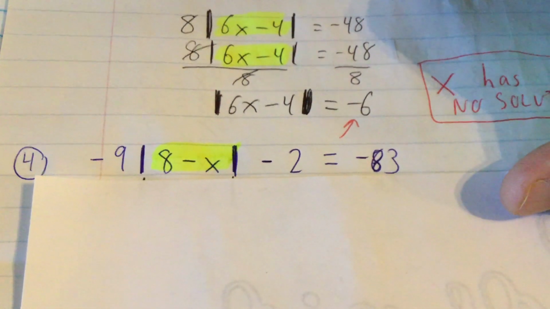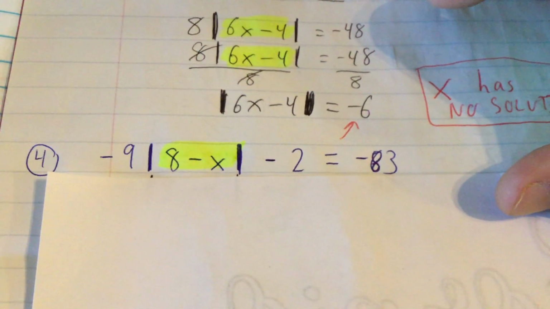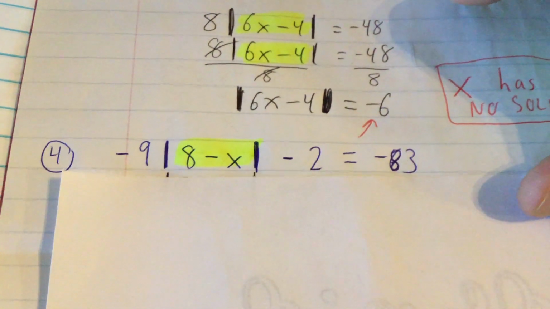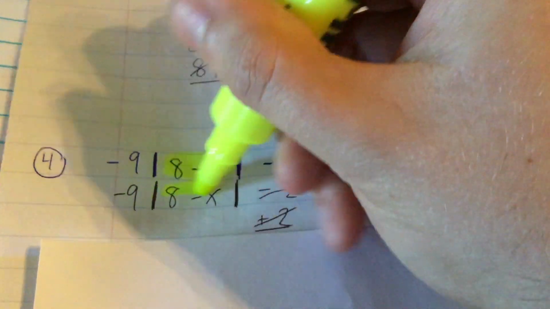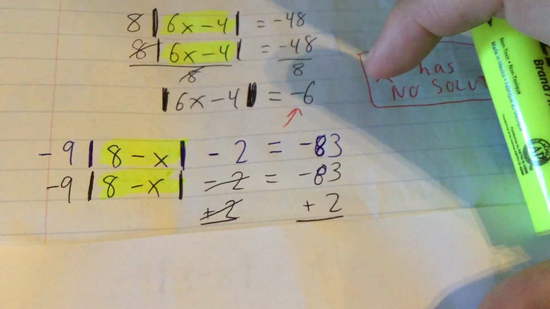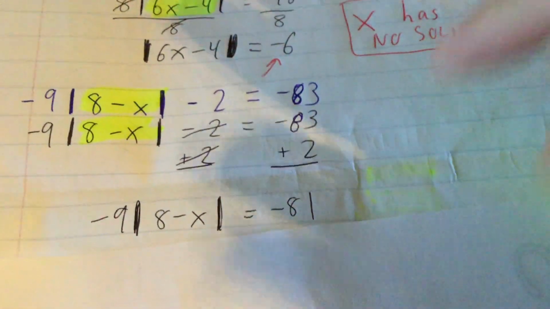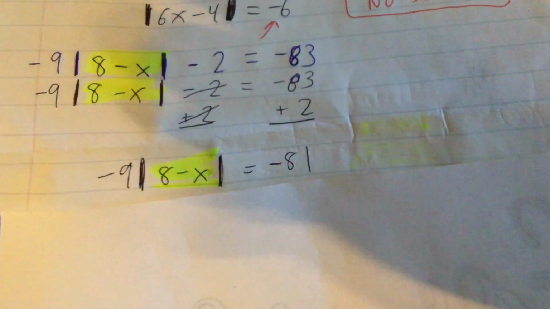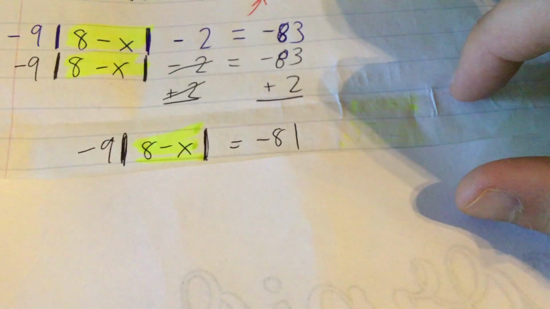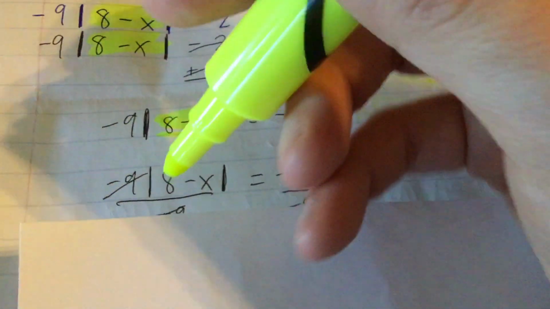Well, let's get yellow isolated. How would I isolate yellow if the problem was -9 yellow minus 2 is equal to -83? Okay. I would need to add 2 on both sides in hopes to get yellow isolated. In the next line, I've got -9 times yellow is equal to -81. Can I make the judgment that this problem is unsolvable right now? No. So I need to divide both sides of the equation by -9, and that's going to get yellow isolated, or the bars.